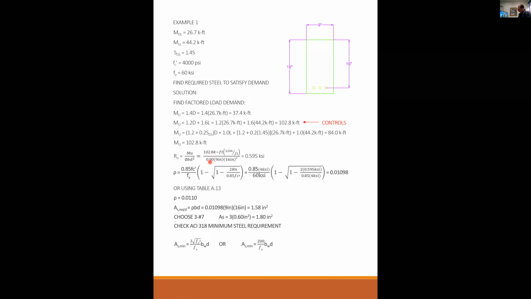The answer is we never try to design with an epsilon sub t less than 0.005. Sometimes, rarely, we may get forced into that category, but we never aim for that, ever. We're always aiming for a design that gives us greater than 0.005. So if it's greater than 0.005, it's 0.9. So I'm always going to assume 0.9 in this equation because this is early in the design. And then I get down to here.